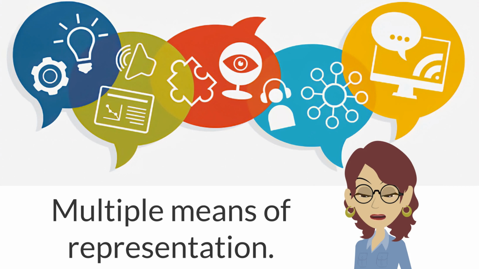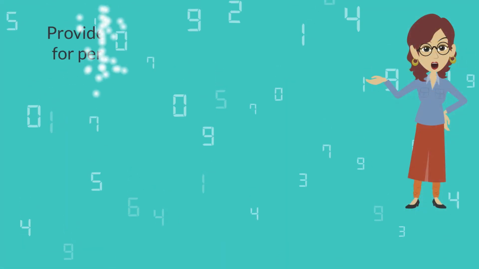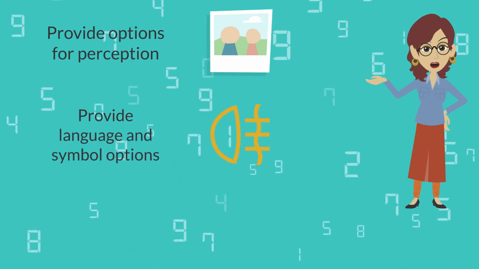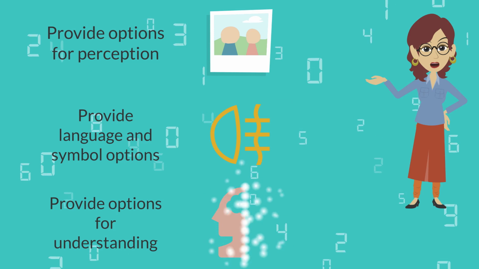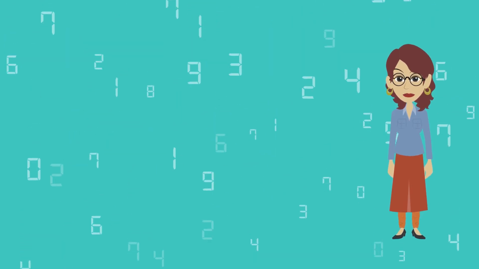This part is divided into 3 blocks. Let's see what pedagogical strategies are recommended. It's about providing options for perception, providing options for language and symbols, and providing options for understanding. Let's look at each of these 3 blocks in detail.